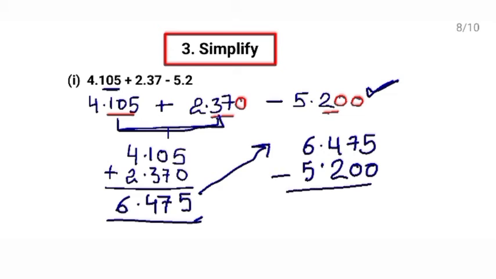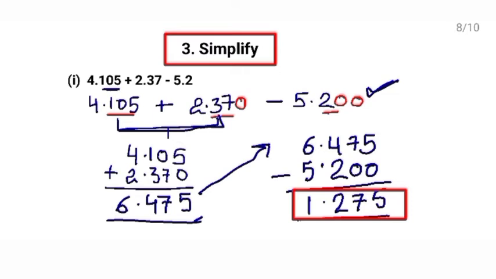5.200. Subtract it. 5 minus 0, 5. 7 minus 0, 7. 4 minus 2, 2. Decimal point, 6 minus 5, 1. So the final answer is 1.275. Clear? Let's do one more part.